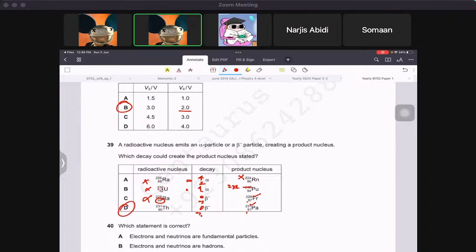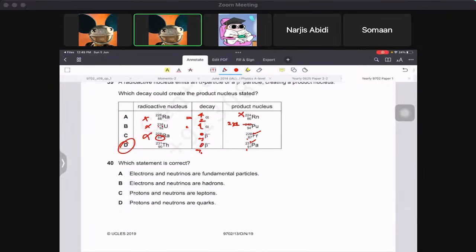Okay, which statement is correct? Electrons and neutrinos are fundamental particles. That's correct. Electrons and neutrinos are hadrons. Protons and leptons, not leptons. Protons and neutrons are quarks. That's wrong. Okay, finally done.